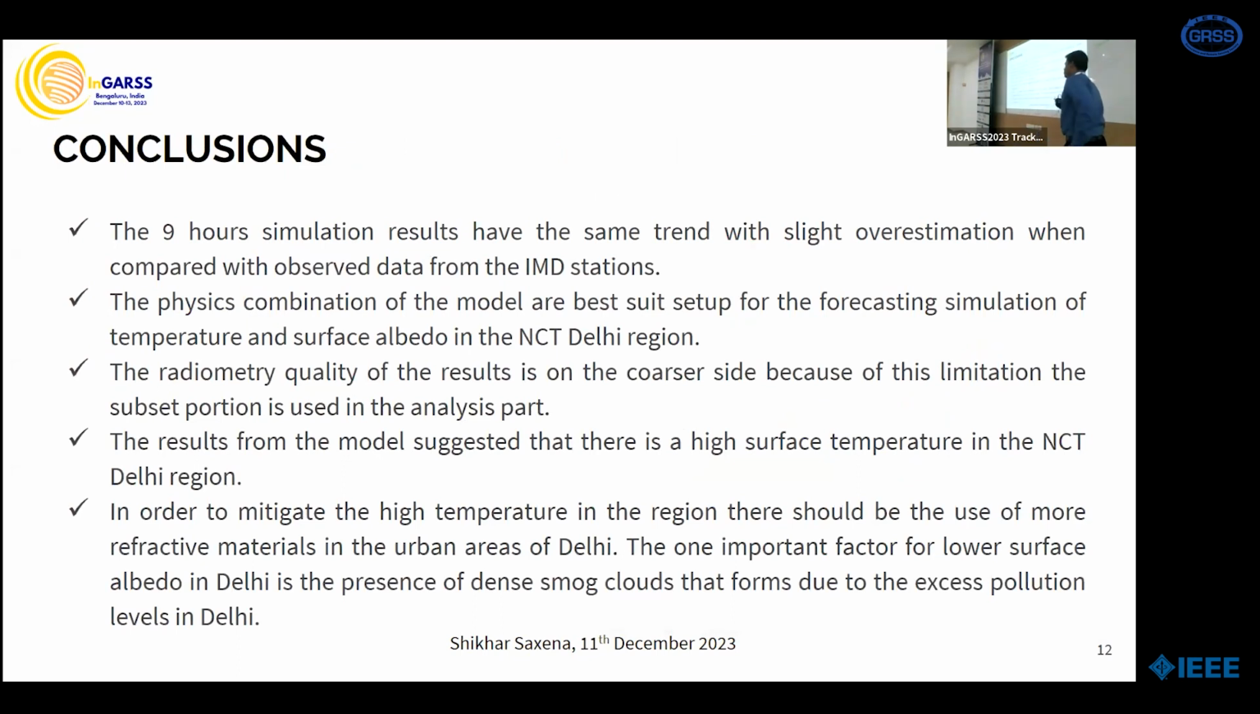So coming to the conclusions part, this physics model is best suited for the simulation of temperature and the surface albedo, specifically in the NCT Delhi region. But the radiometric quality of the results is on the coarser side. To overcome this limitation, we have used a subset portion of the New Delhi region by using the nested WRF capability. And in order to mitigate these high temperatures and to increase the albedo around the study area, one more important factor which we can use is the use of refractive.